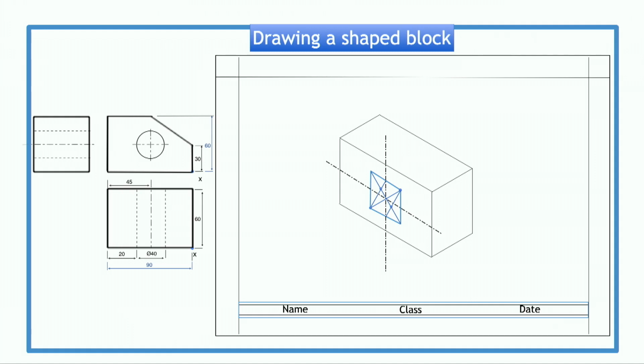We draw in the outline of our shape and then add the construction of our isometric circle. We then complete our isometric circle following the same steps that we have seen previously. We will then add the depth of our block, followed by the back edges of our shaped block.